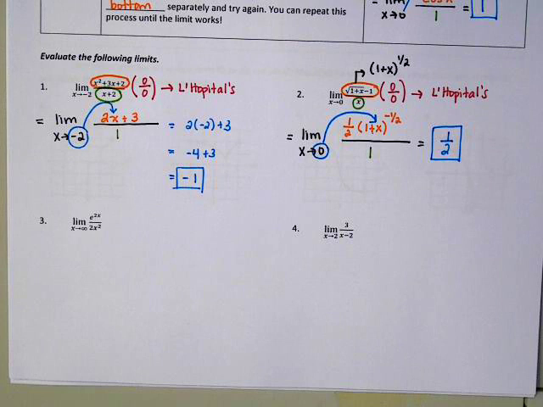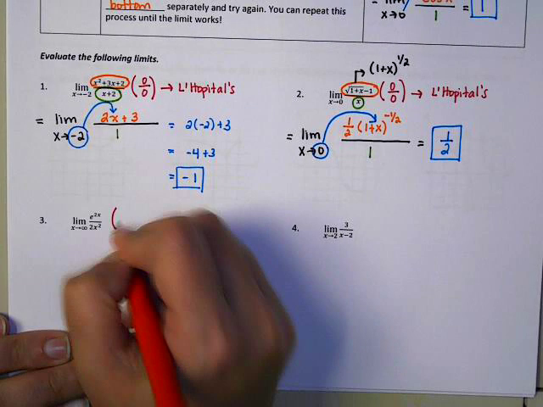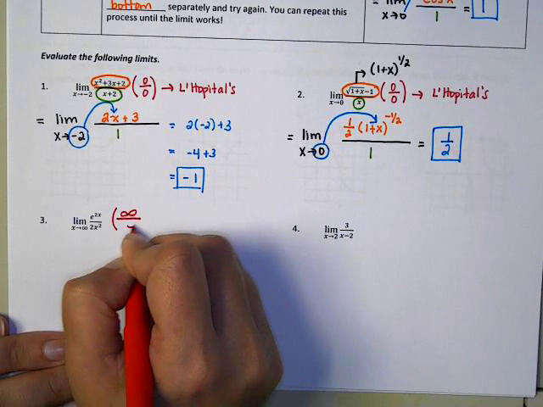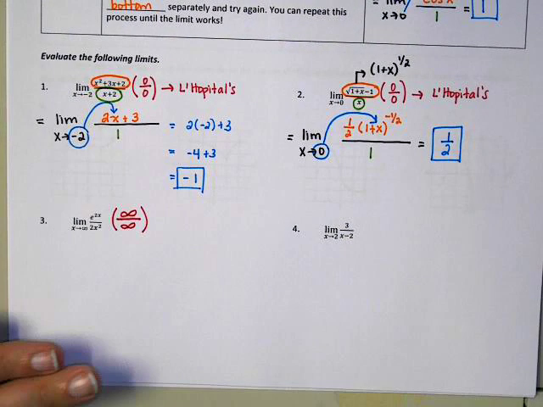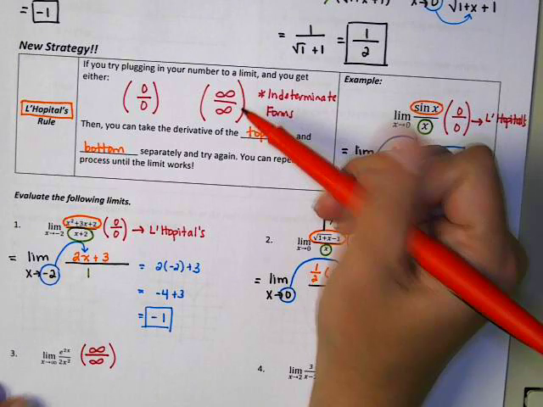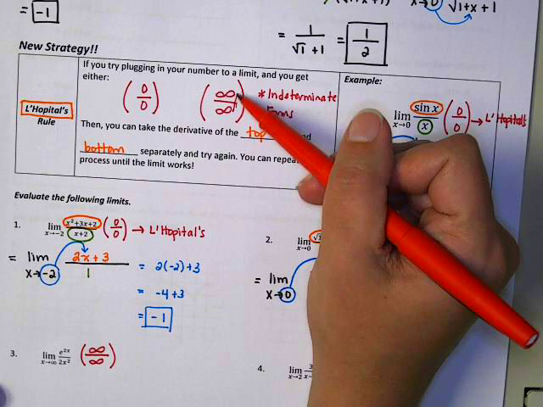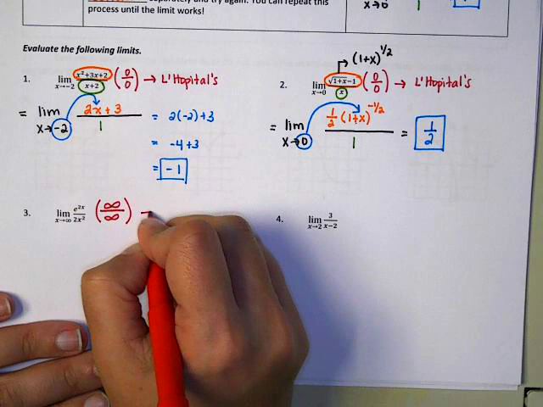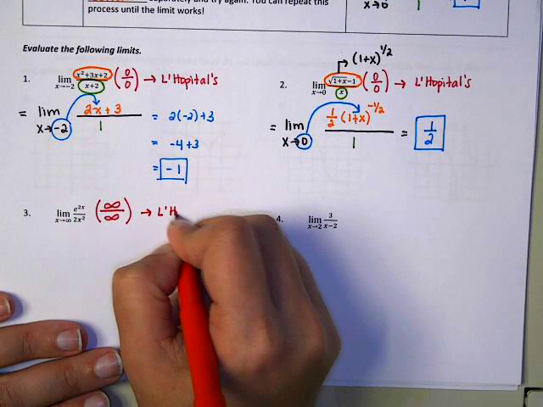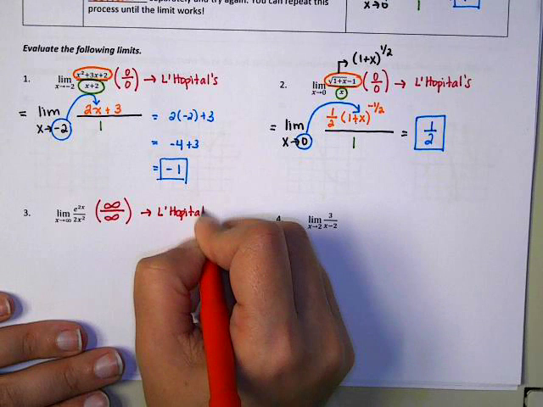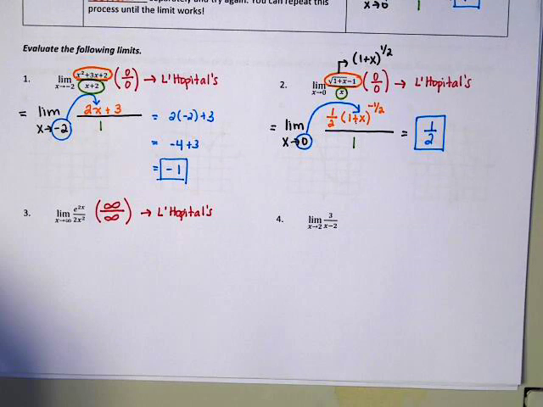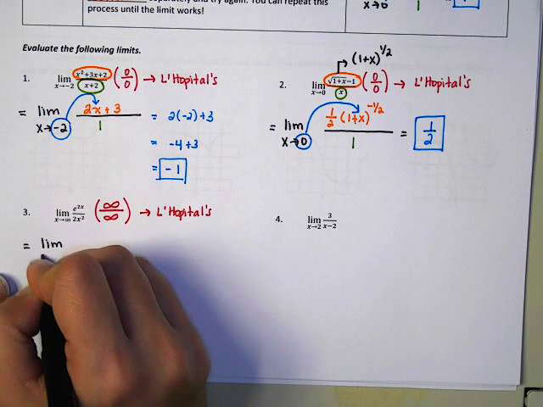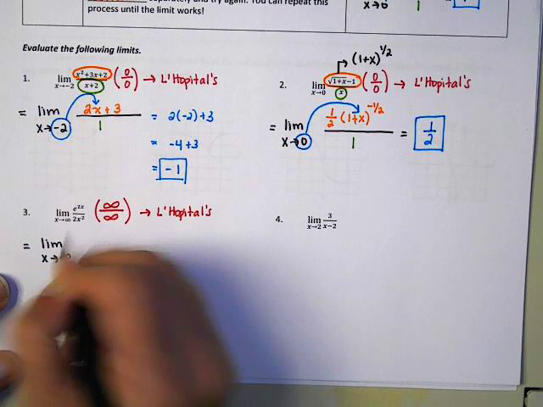So if we plug in the infinity here, e to the infinity is just infinity, and 2 times infinity is also infinity. Now, infinity over infinity is another example of an indeterminate form. So since we got another example of our indeterminate form, we're going to apply L'Hopital's Rule to evaluate this limit.